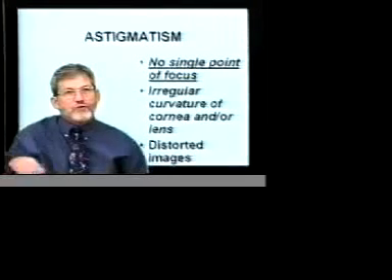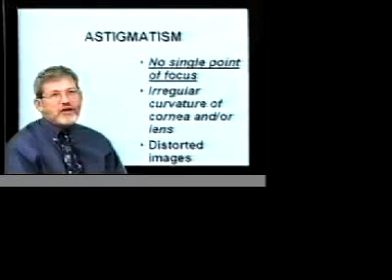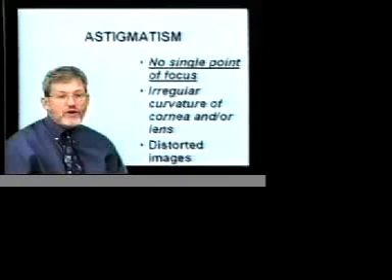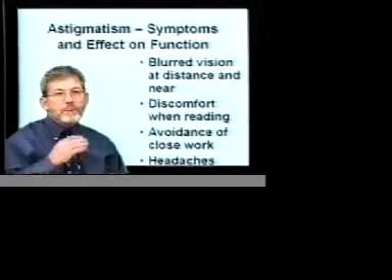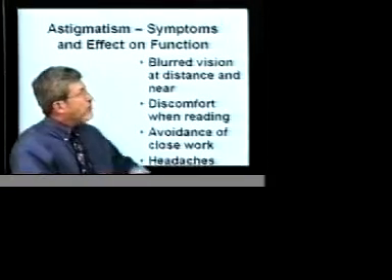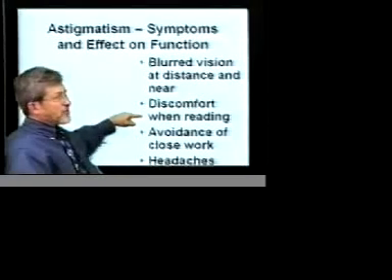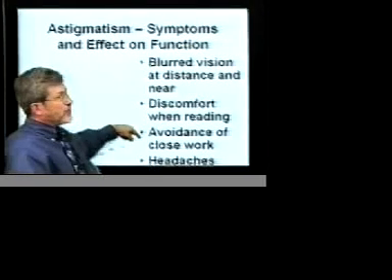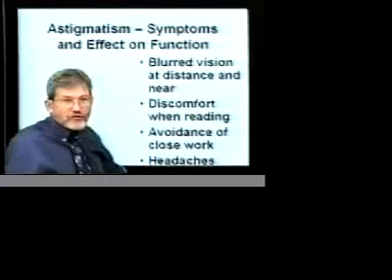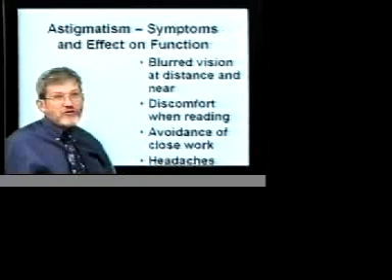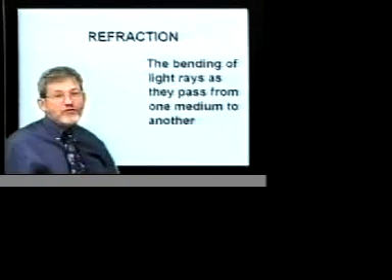So, to review, the person with astigmatism has no single point of focus. They have an irregular shape to their cornea or to their lens, and they have distorted images. The symptoms, they will have blurred vision at near and at distance. They can experience some discomfort when reading, avoidance of close work, as well as some headaches. Again, it depends on how much astigmatism this individual has.